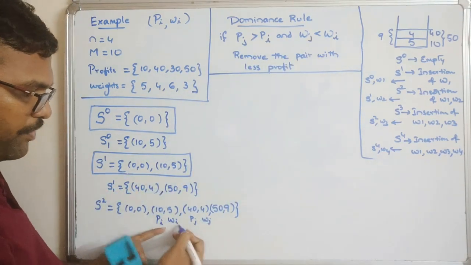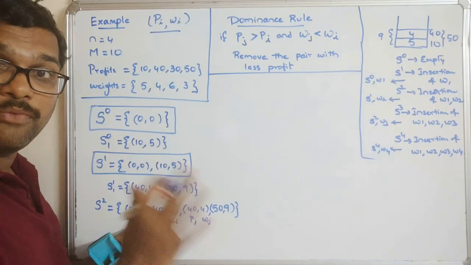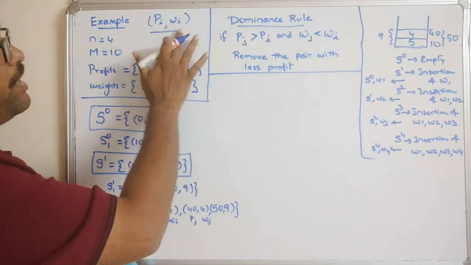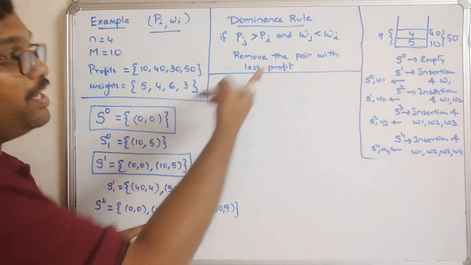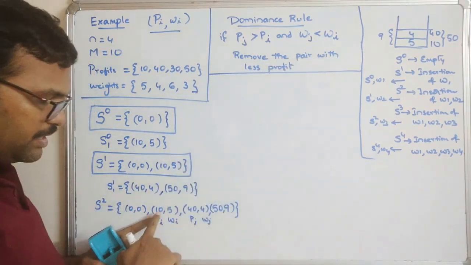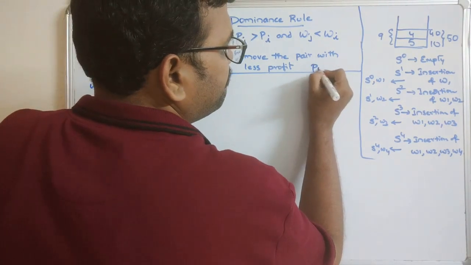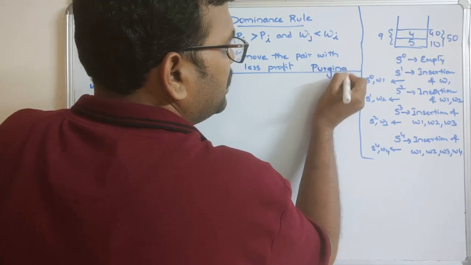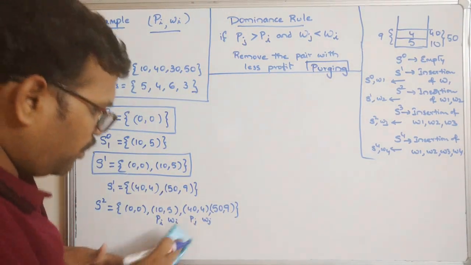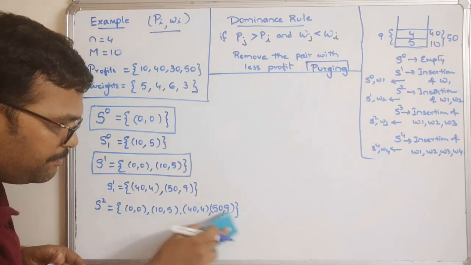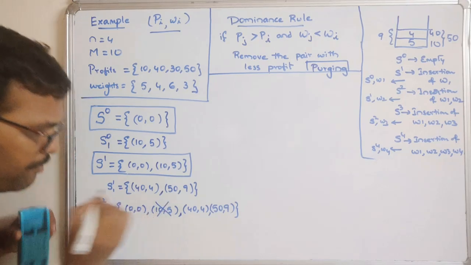Which is having the less profit? 10 is the less profit, because the pair is profit and weight, not weight and profit. Don't get confused. The first term is the profit, the second term is the weight. So we remove the pair with the less profit, that is 10. This is also called a purging rule. Purging means removing. So we have to avoid this one.